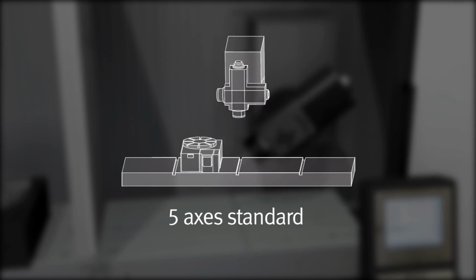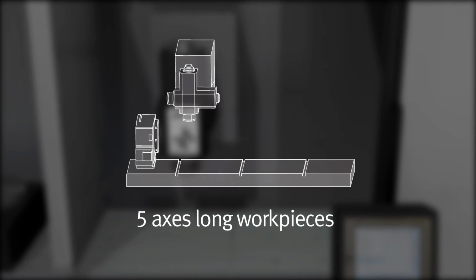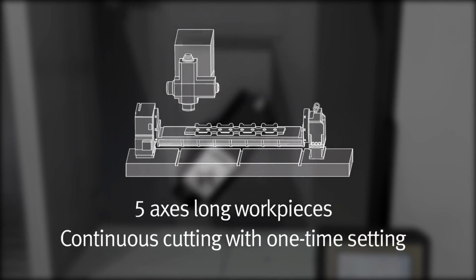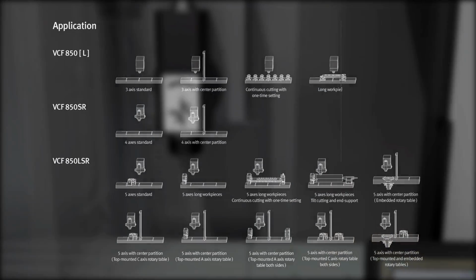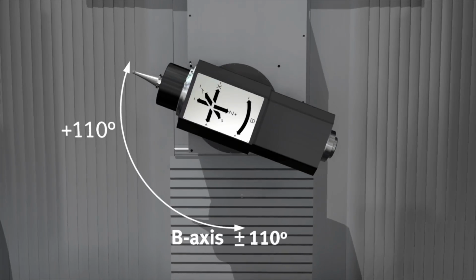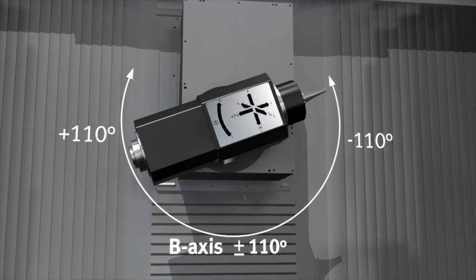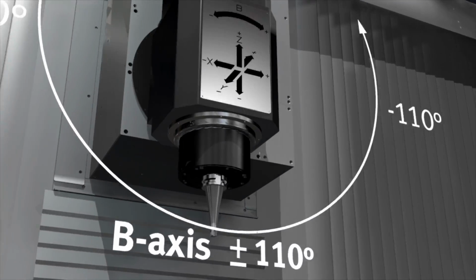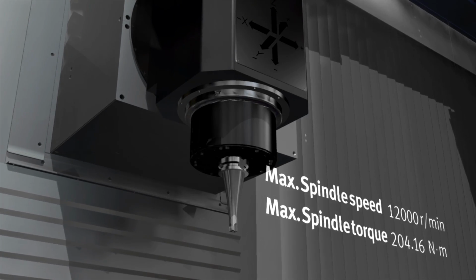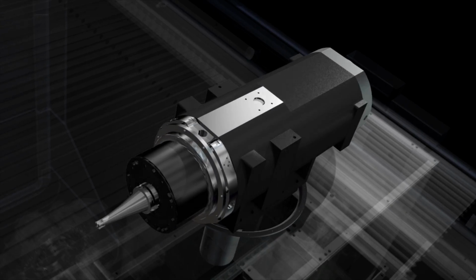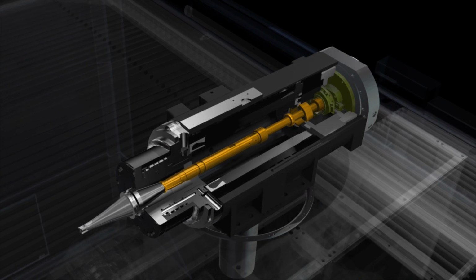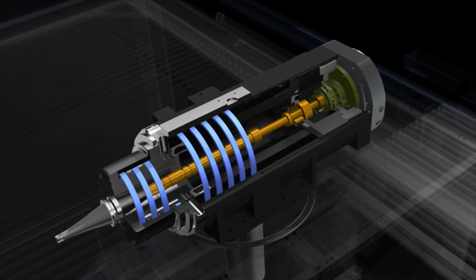The series enables diverse applications such as 5-axis standard machining, 5-axis long workpiece machining, and continuous cutting with a one-time setup. The 110 degree rotation tilting head is optimized for a variety of machining processes and guarantees the highest speed and productivity. The built-in type spindle minimizes noise and vibration while raising operational reliability significantly.